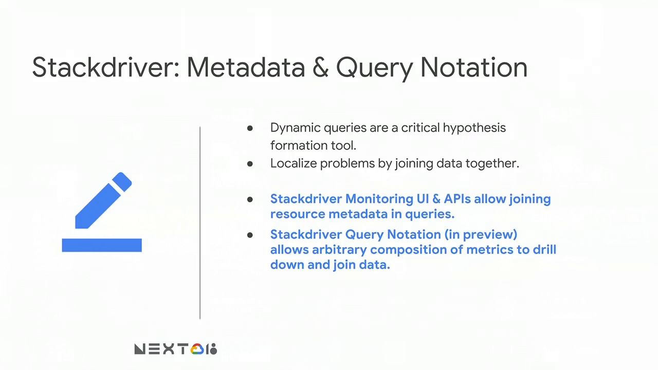So the core idea that I'm trying to get across to you is that having your metadata available to you inside of Stackdriver monitoring and having the query notation language available to you is a critical tool for being able to formulate and test your hypotheses. And it lets you find problems that are not necessarily tied to a specific location. So you can today do resource metadata-based queries easily within the generally available product. And we have Stackdriver query notation that's in preview that will allow you to arbitrarily join these metrics together.